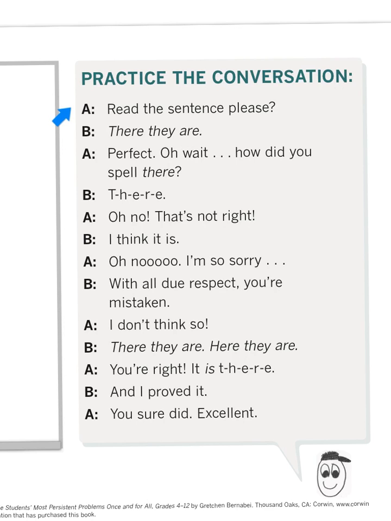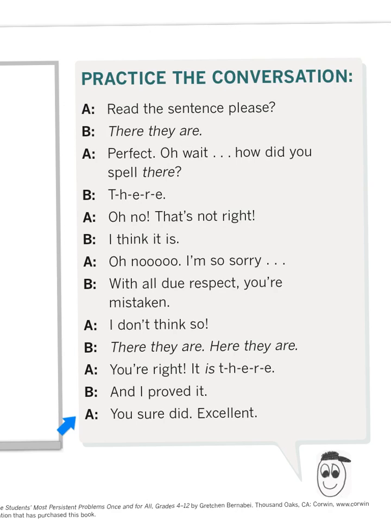Read the sentence, please. There they are. Perfect. Oh, wait. How did you spell there? T-H-E-R-E. Oh, no, that's not right. I think it is. Oh, no, I'm so sorry. With all due respect, you're mistaken. I don't think so. There they are. Here they are. You're right. It is T-H-E-R-E. And I proved it.